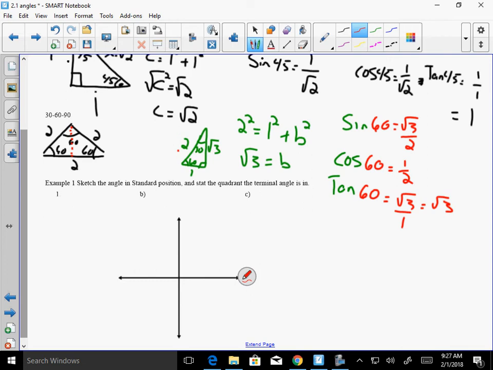What we're going to do now is just do some examples. So we're going to sketch a few angles in standard position and state the quadrant and the terminal angles. Okay.